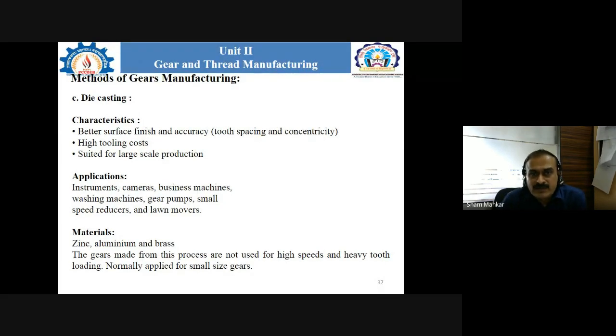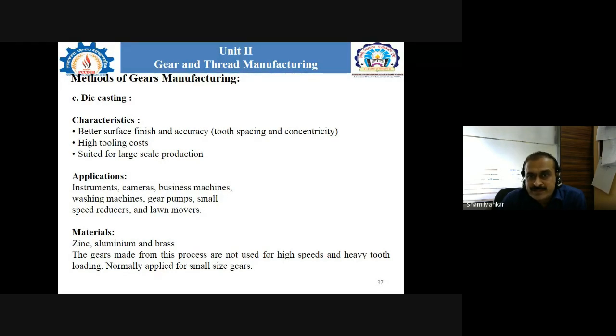Again, when we are considering the die casting process as a gear manufacturing process for making small gears, it is suited for large scale production, as we discussed earlier. The tooling cost related to the die casting process for making the gear is more as compared to the previous sand casting process. And again, there is one more comparison point.